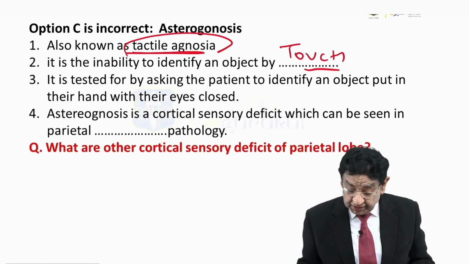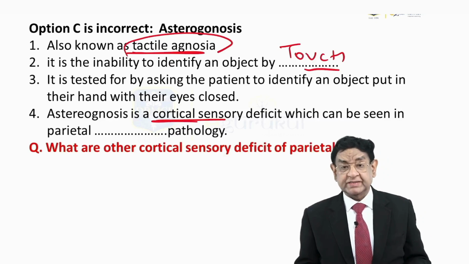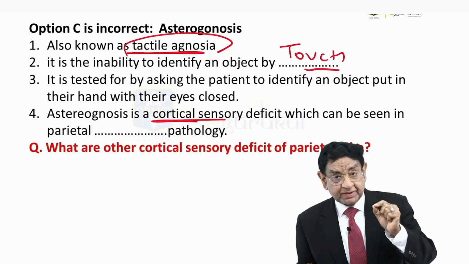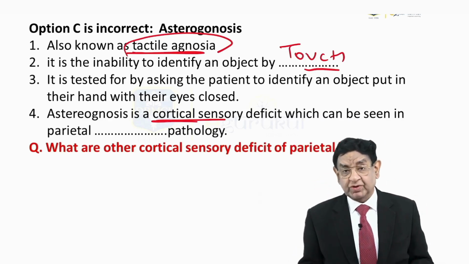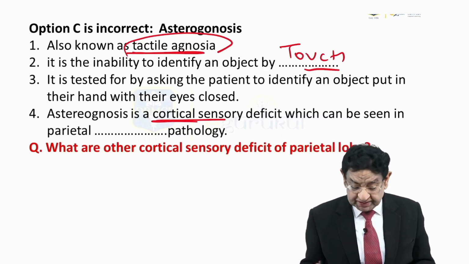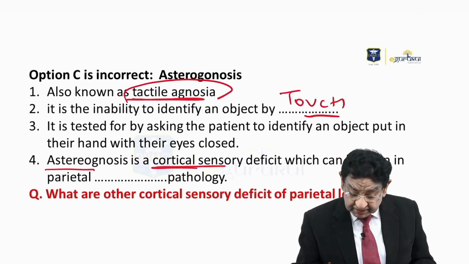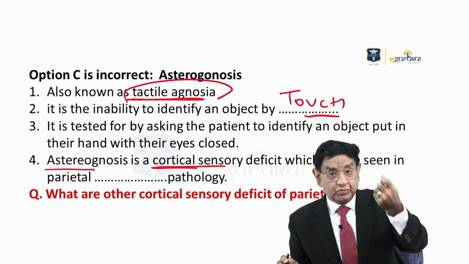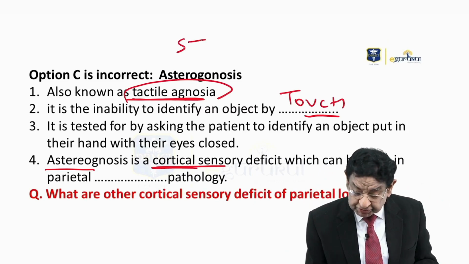So it's a type of cortical sensation which is in the parietal lobe. Those patients who have parietal lobe disease will not be able to appreciate this, and this is known as astereognosis. When a patient has normal function, that is, we are able to identify anything by touch, we call it stereognosis.